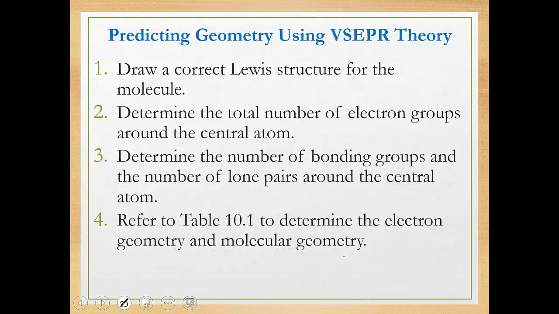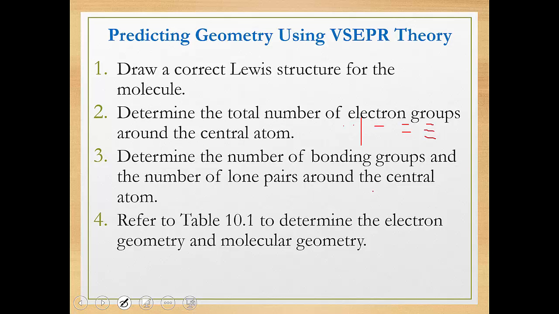All right, so just a rundown again, how to predict geometry using VSEPR theory. First step, draw a correct Lewis structure for the molecule. That's key. If you don't have a good Lewis structure, you're not going to get the right geometry for your molecule. Determine the total number of electron groups around the central atom, where a group is either a lone pair, a single bond, a double bond, or a triple bond. Each one of those counts as 1. Determine the number of bonding groups versus lone pairs. Okay, so lone pair is in a case by itself. Bonding groups is single, double, and triple bonds that are around the central atom.